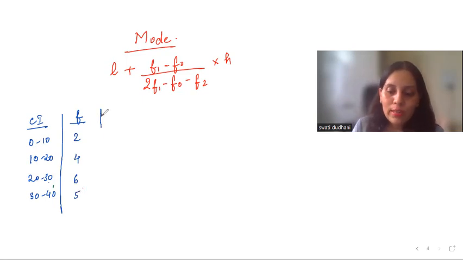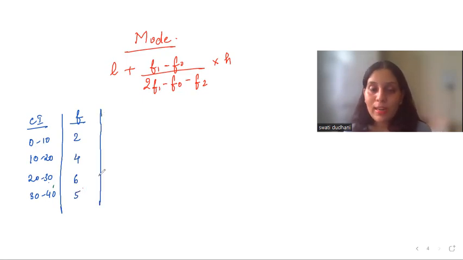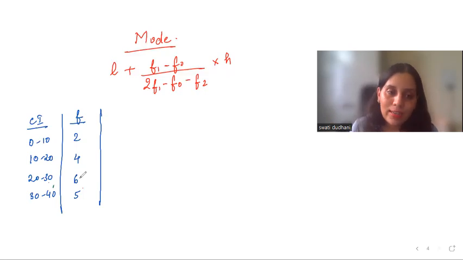Before doing anything, we will first find the modal class. How do we find the modal class? The highest frequency is the modal class. Here the highest frequency is 6, so this is my modal class. Now let us use the formula. I'll help you with the formula.